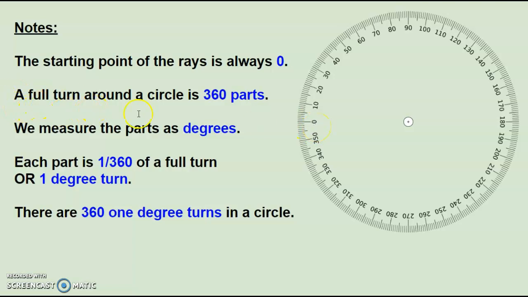A full turn around a circle is 360 parts. We measure the parts as degrees. Each part is 1/360th of a full turn, or a 1-degree turn. There are 360 1-degree turns in a circle.